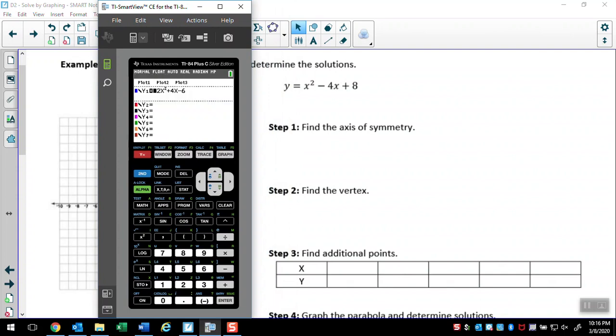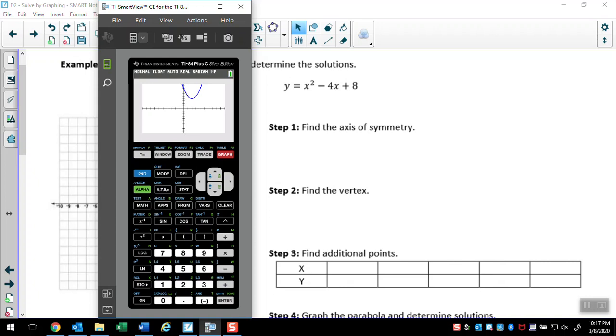So I can go to my y equals, clear out what I have here, and enter x squared minus 4x plus 8. Then I'm going to graph it. I can already see that it falls off the x-axis. It doesn't touch it, so we already know that it's not going to have any solutions. But let's go ahead and get it graphed onto our paper.